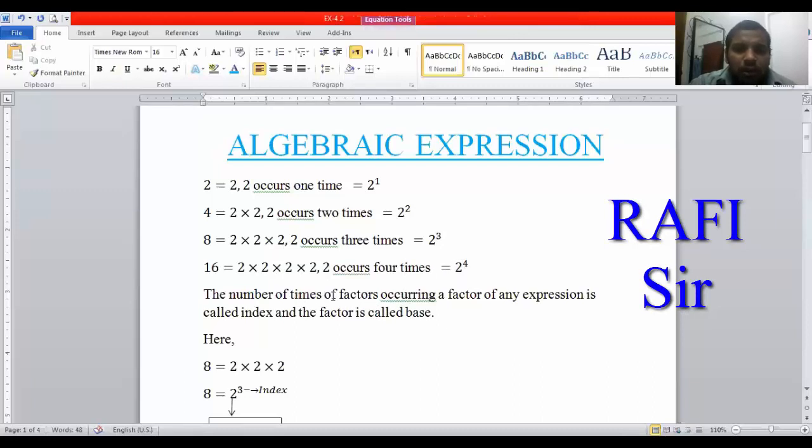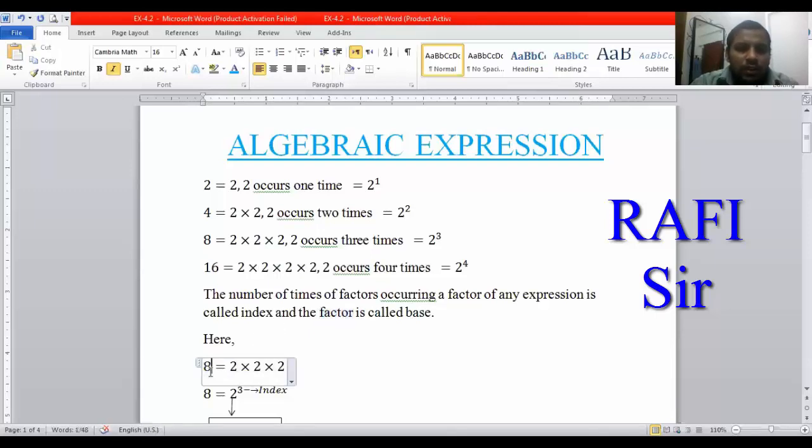So here the number of times a factor occurs in any expression is called the index and the factor is called the base. That means the number of times is known as the index and the factor is called the base.